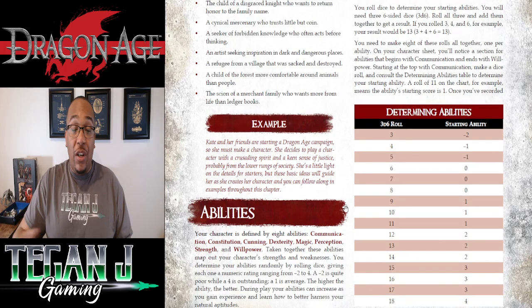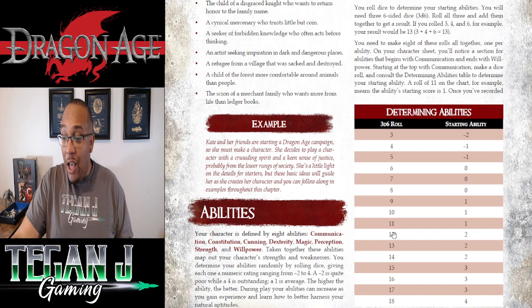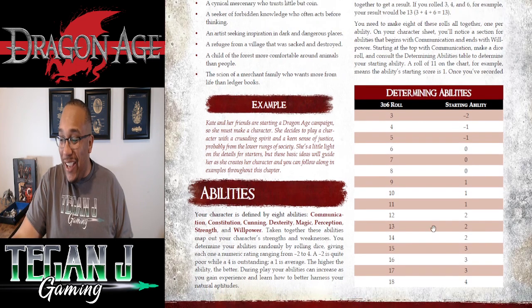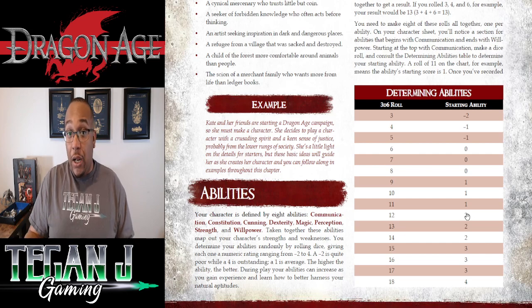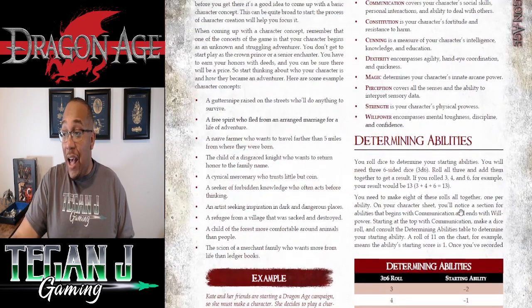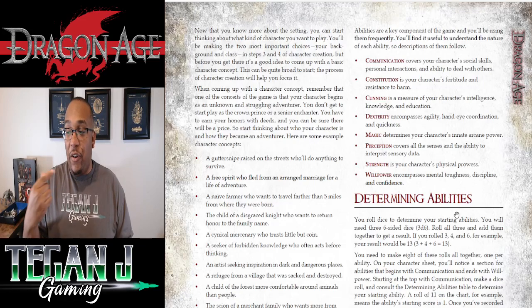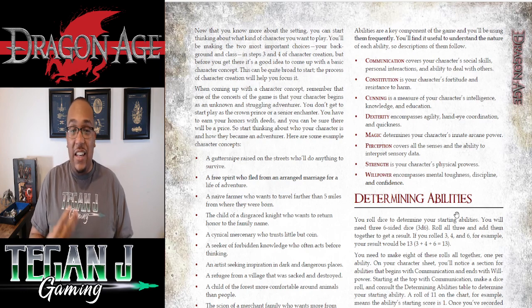If you go through, when you get your 3d6 roll, you go to this table and get to see what that starting ability equals. So we got 12 three times, which is good, but not super high, and translates to a +2. With those three, we're going to put them in willpower, which is your mental toughness and discipline, in magic, which determines your innate arcane power, and then cunning.